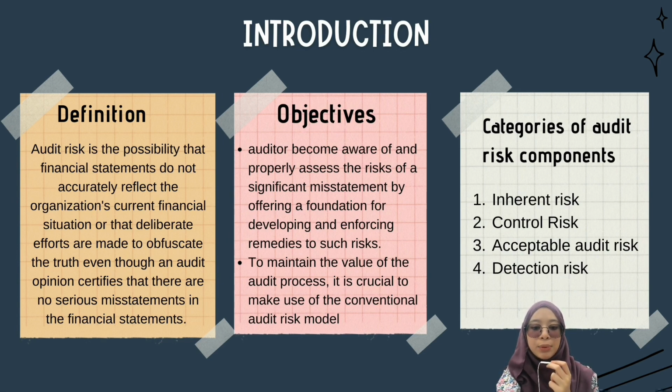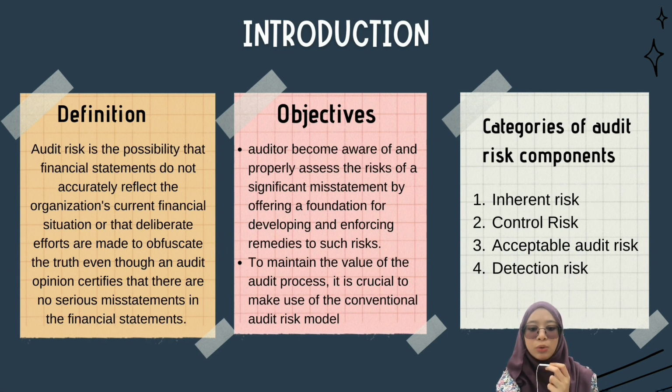Audit risk can be detected in four categories, which are inherent risk, control risk, acceptable risk, and detection risk. Shareholders, creditors, and prospective investors may be impacted by this risk. The objective of the auditor is to become aware of and properly assess the risk of significant misstatement by offering a foundation for developing and enforcing remedies to such risks.